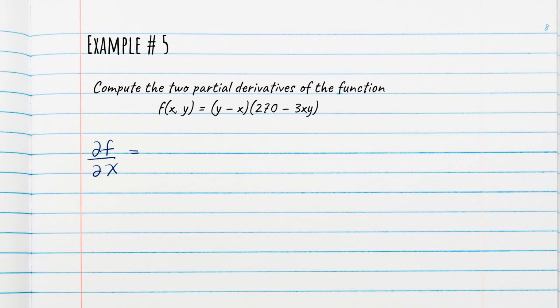So the product rule says take the derivative of the first term, and here we have to add a little bit, take the derivative with respect to x. So the derivative of y minus x with respect to x is just negative 1. So I'm going to write that down. And then I'm going to multiply it by the second term, 270 minus 3xy. So that's half of the product rule.